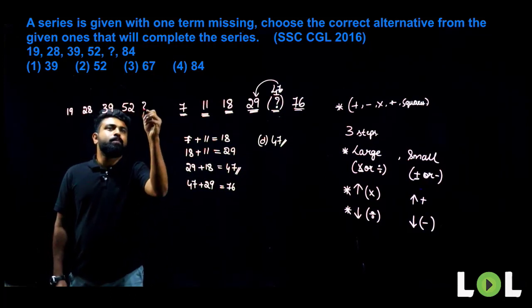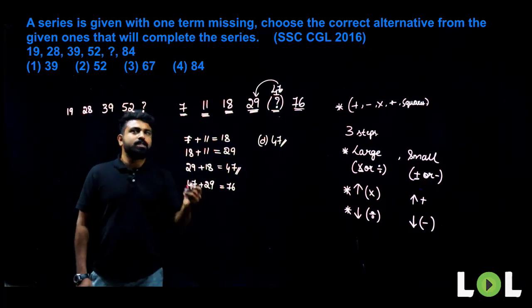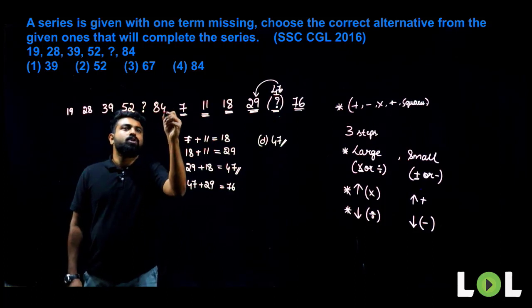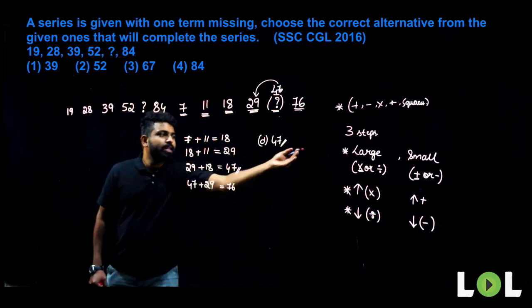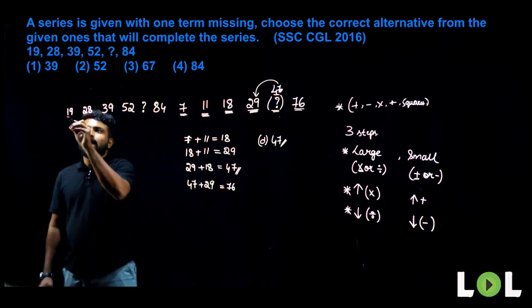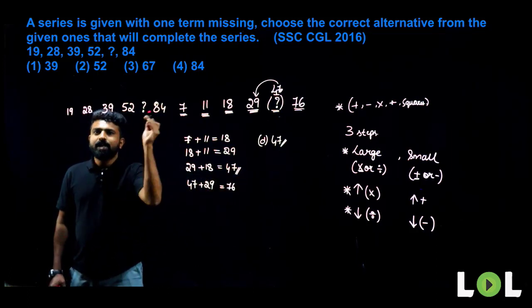There's a question mark here, and then for the last term there is 84. So look at this series. What should we do? We should follow our three simple steps. What's that? Compare the first term and the last term. Take the difference between them.